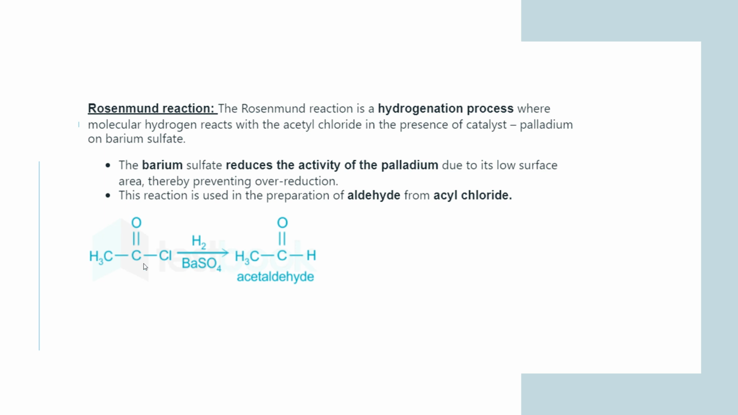Okay, and in this particular reaction condition, when it comes to mechanism, you have to identify that the hydrogen is adsorbed on the palladium on barium sulfate surface, and this molecular hydrogen will be transferred to this carbon first, and the carbon and chlorine bond undergoes cleavage, and the chlorine in turn gets adsorbed on the catalytic surface, and like that you get the Rosenmund reduction where you get the acetaldehyde as final product.